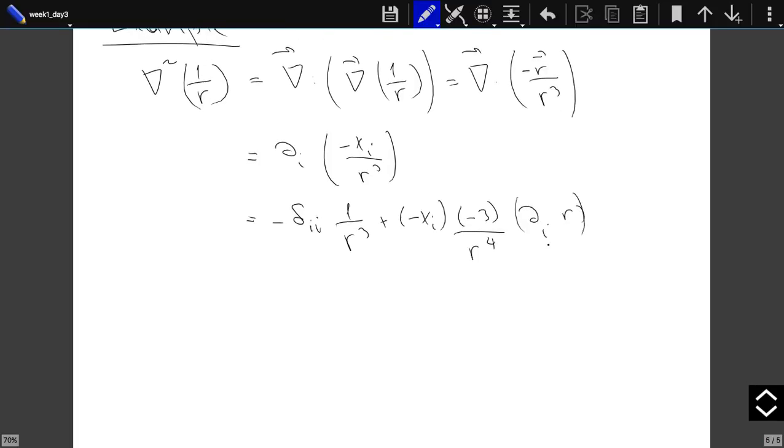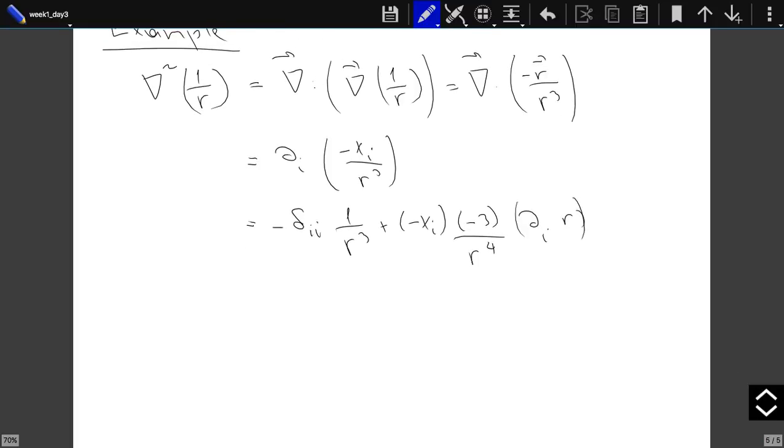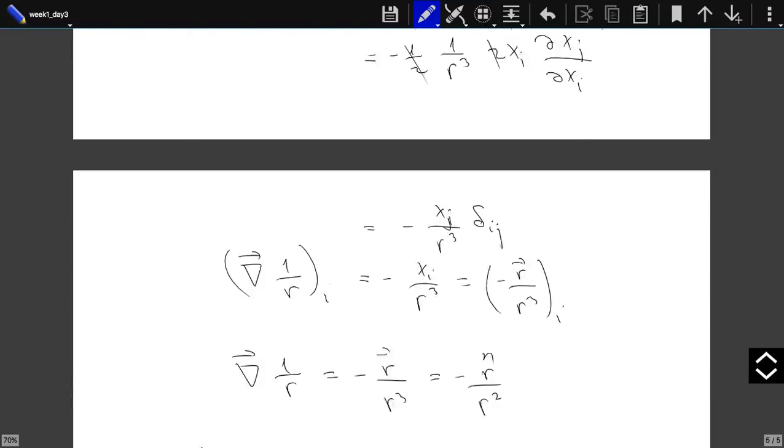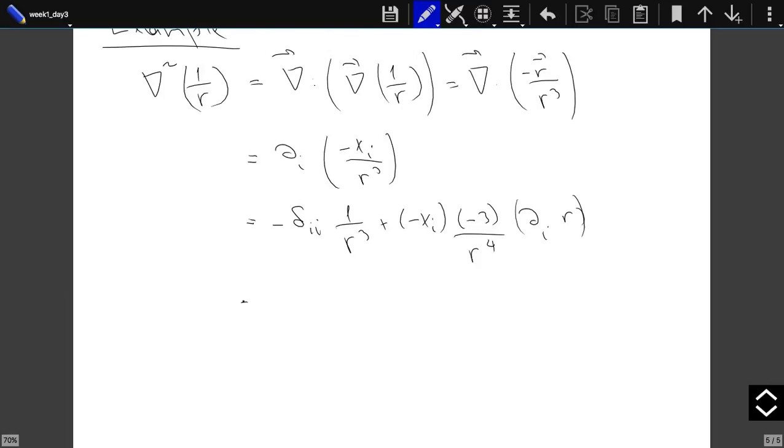Well, I will not repeat the calculation of the derivative with respect to xi of r. We had already done it over here, but that was r squared. So this will be equal to minus Kronecker delta ii 1 over r cubed plus 3 xi over r to the 4. And this derivative is just xi over r.